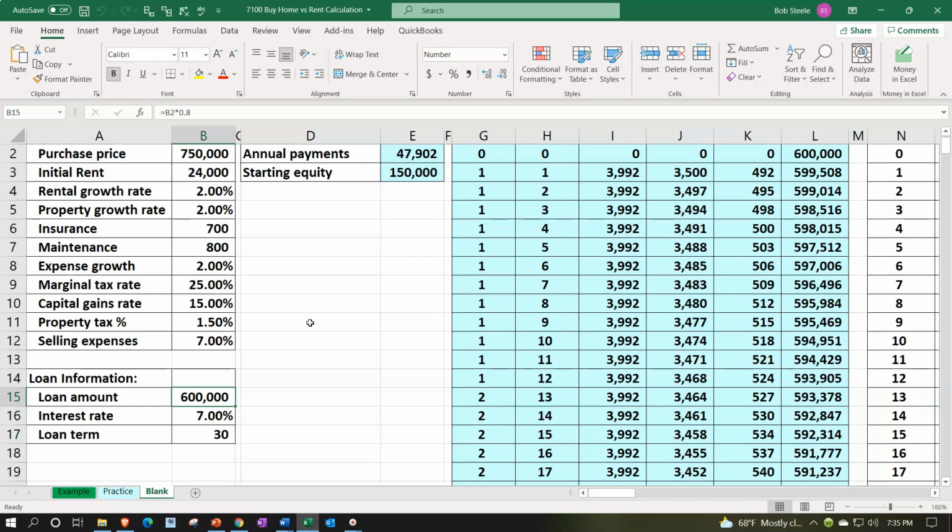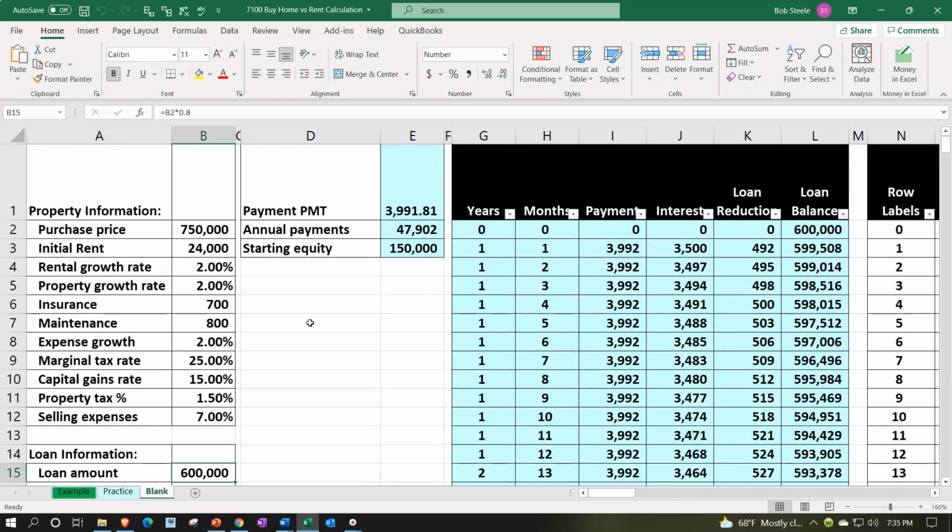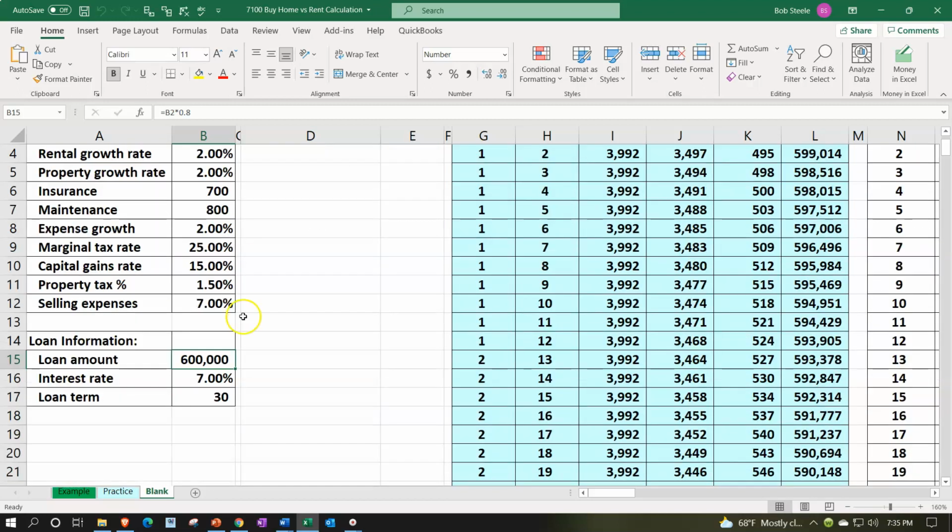Then, of course, you could put more down with regards to the loan, which is another big change that you can make. If I have the same sales price on the home, maybe I put more down on the loan, and then more down payment, more cash up front.